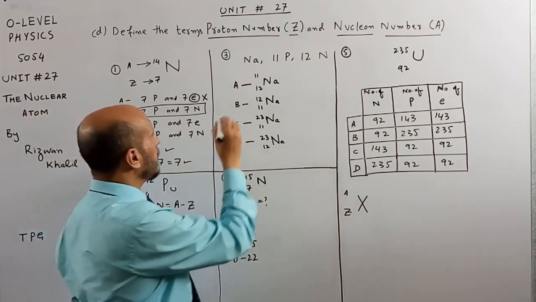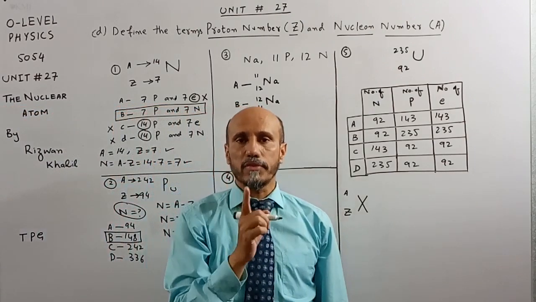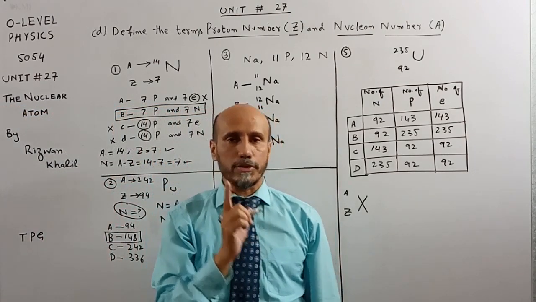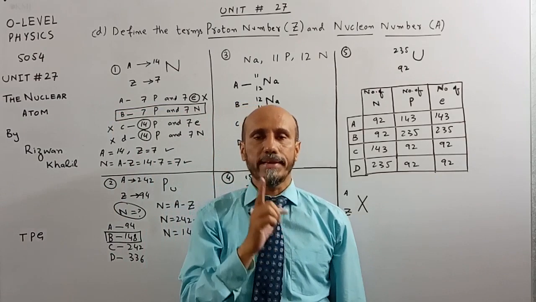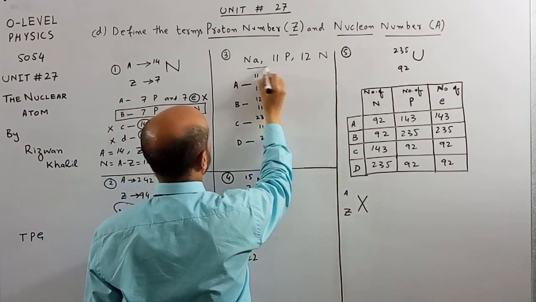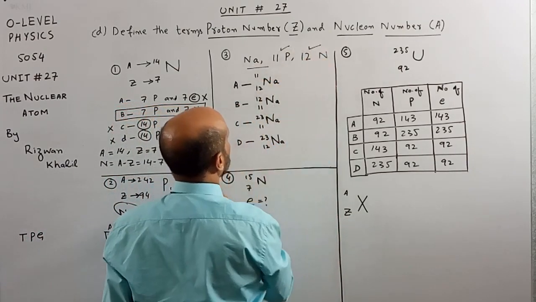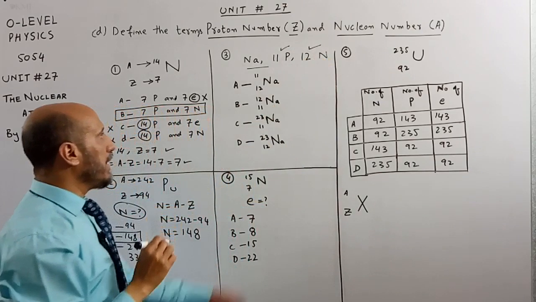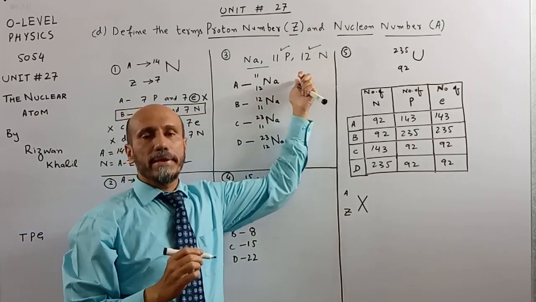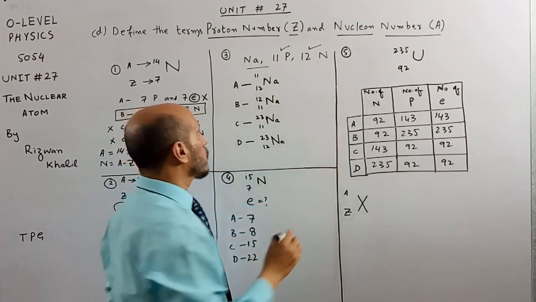So now we will proceed towards example number 3. Again, what was the formula for the notation of a nuclide? X, A and Z. So here an element sodium is given with 11 protons and 12 neutrons, and it is being asked which notation is the correct notation.